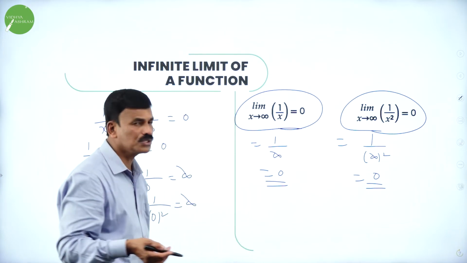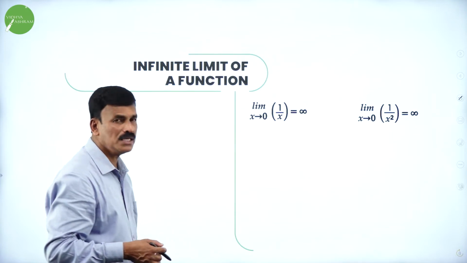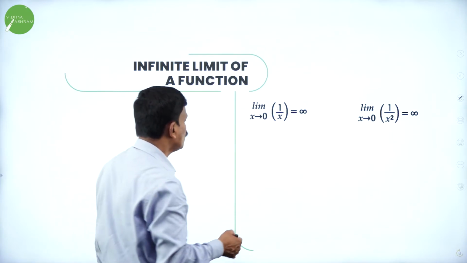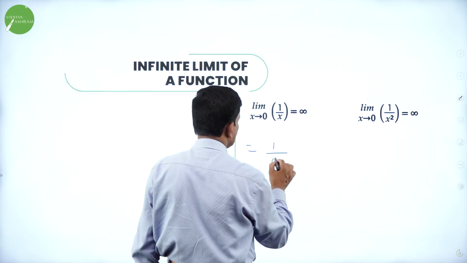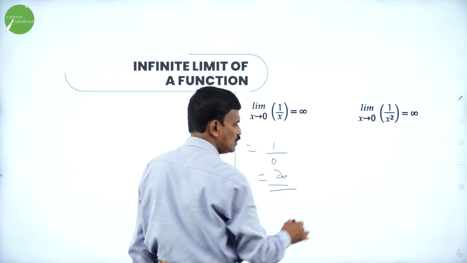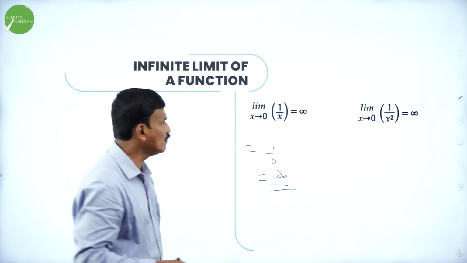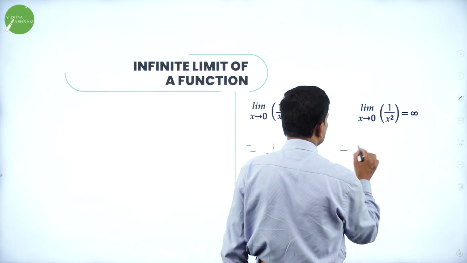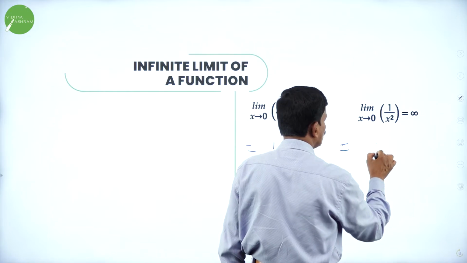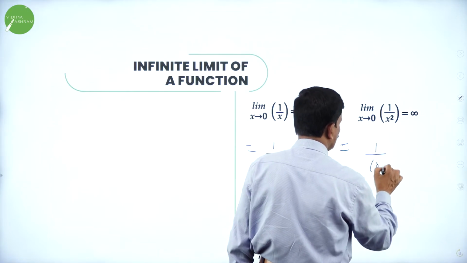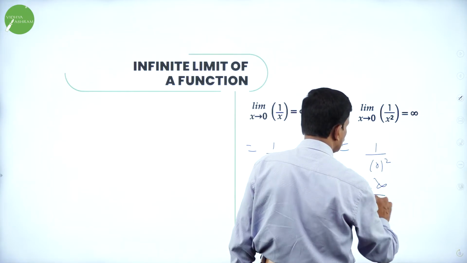Now let us come to the next concept, 1 by x. So the value of 1 over x here, 1 over 0. 1 by 0 is always equal to infinity. Limit x tends to 0 of 1 over x is equal to infinity, and similarly limit x tends to 0 of 1 over 0 square is also equal to infinity.